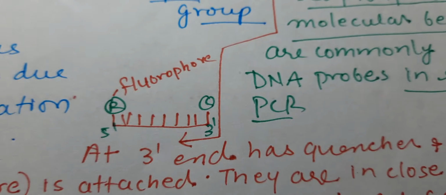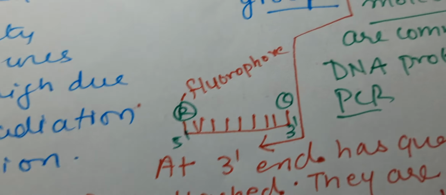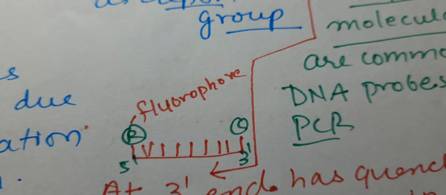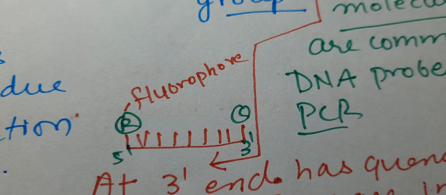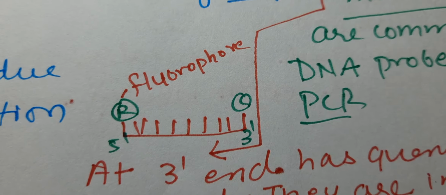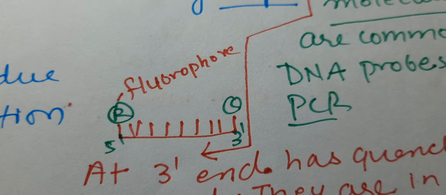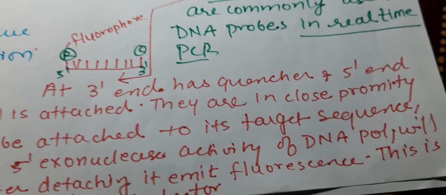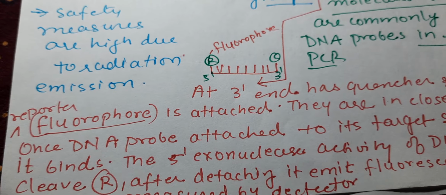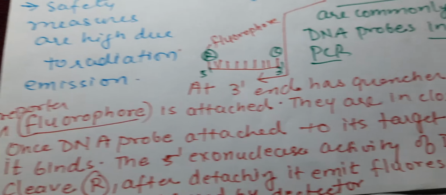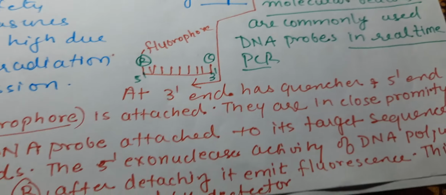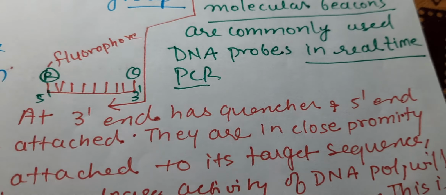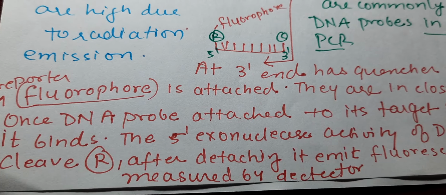So it has 5 prime and 3 prime ends. At the 5 prime end, a fluorophore is attached, which is a fluorescent dye, and at 3 prime, a quencher molecule is there. The fluorophore, which is known as the reporter, is attached, and they are in close proximity. Once the DNA probe is attached to its target sequence, it binds.